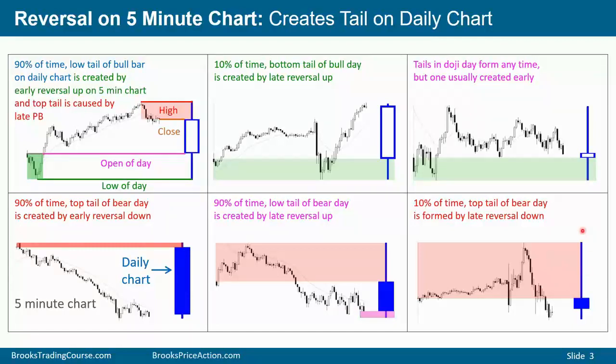10% of the time, when you have a bear day like this, that tail on top, instead of coming early, comes later in the day. We had a high late in the day, late in the session, and then a reversal down late in the day, and that big tail came late in the day.